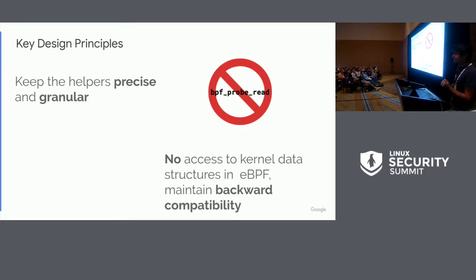We keep the helpers granular, and how are we going to do that? We're going to talk to our security engineers, ask them exactly for the information they need, and then make our API on top of that. So keep things simple, no broad helpers here.